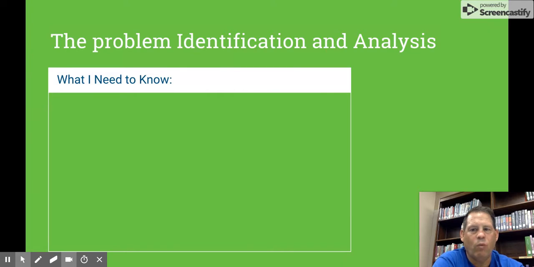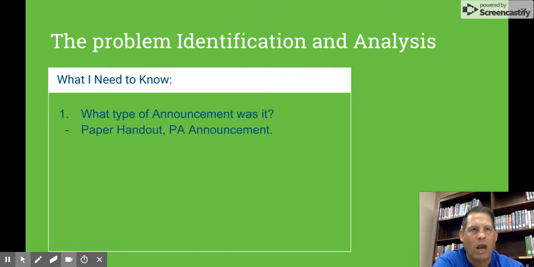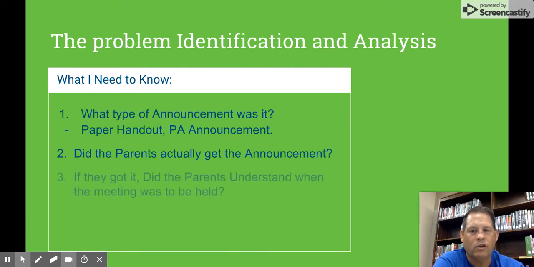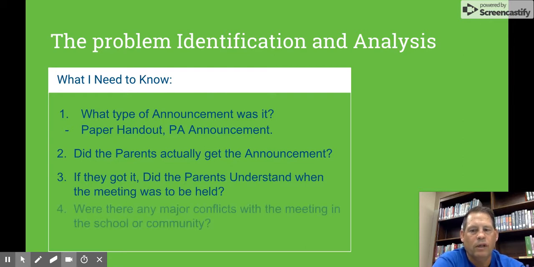The problem identification, what I need to know in order to make an informed decision is, number one, what type of announcement was it? Was it actually a paper handout, or was it just a PA announcement on the school announcement system? So, did the parents actually get this announcement is the next question. Whether it be on paper or just verbally, did they actually get the message? And if they did get it, did the parents understand when the meeting was to be held? And another thing is, were there any major conflicts on the same night with this meeting in the school or the community? That would make a difference in how many would show up.